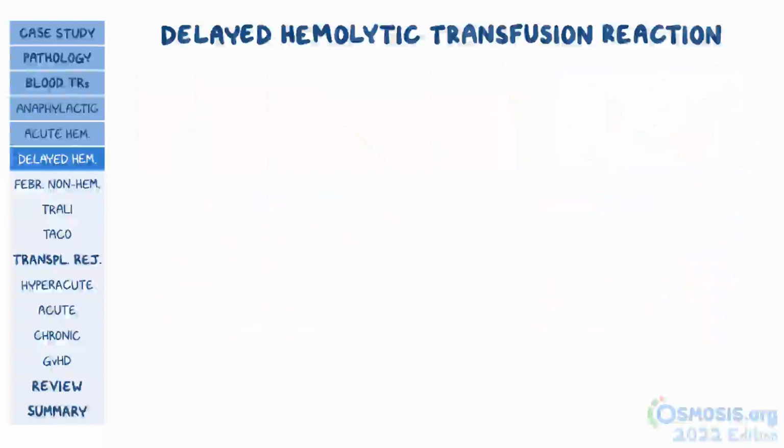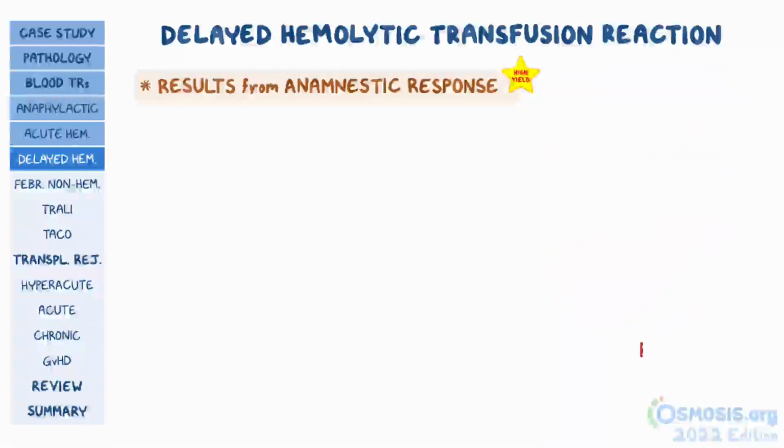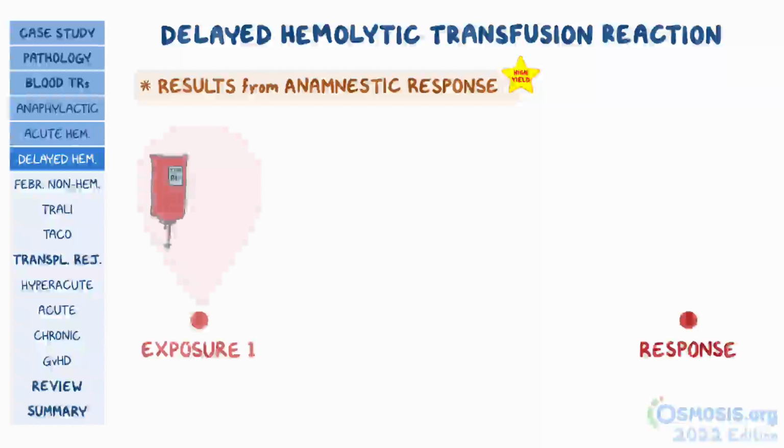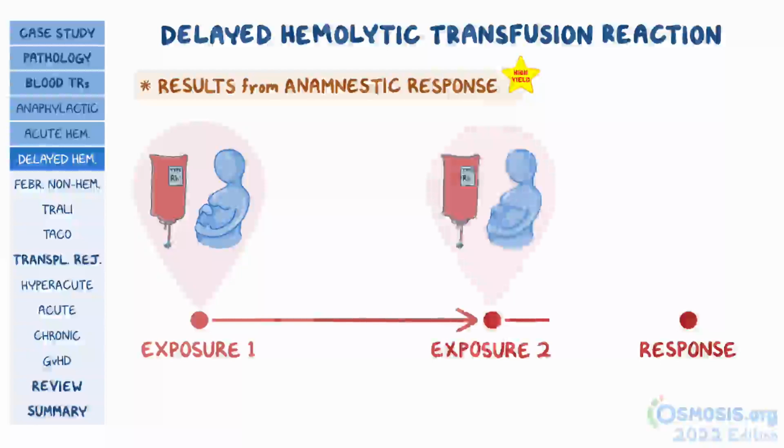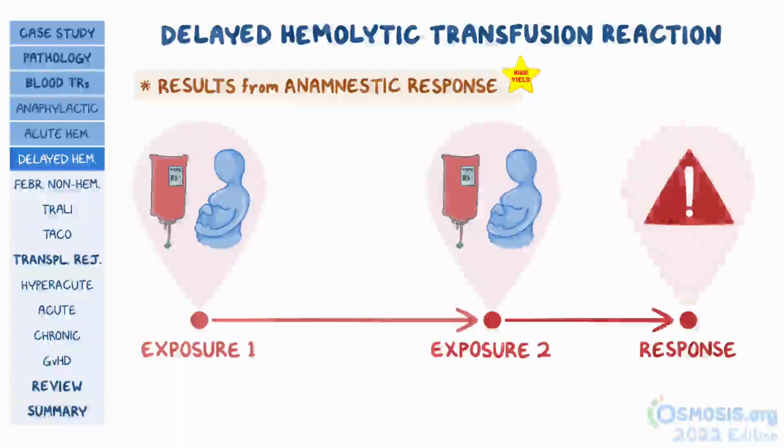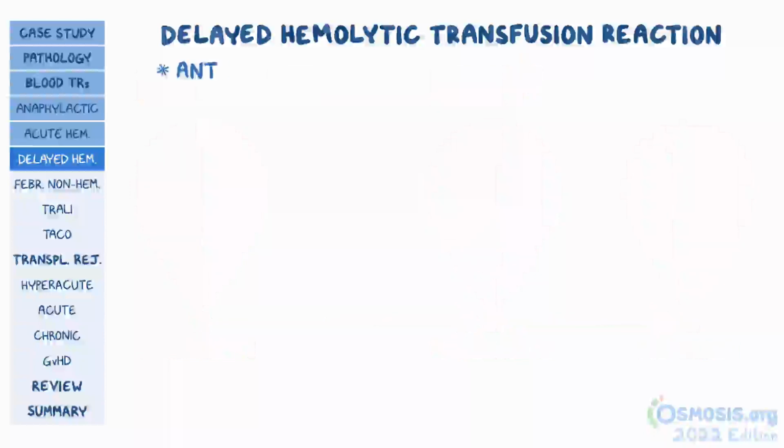Now, keep in mind that this reaction results from an anamnestic response, meaning that to develop a response, the recipient must be previously exposed to these minor antigens, like by a prior transfusion or pregnancy, which led to the development of antibodies without causing a noticeable reaction. On a subsequent exposure, like a later blood transfusion or a second pregnancy, these antibodies will be ready to trigger an intense immune reaction.